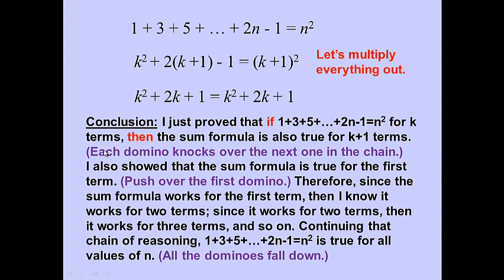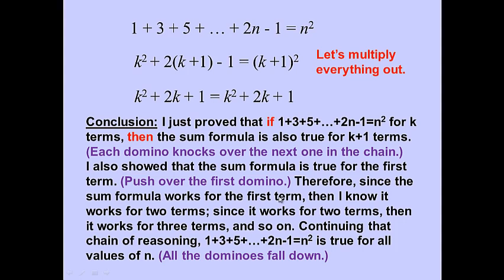So what I proved was that each domino knocks over the next one in the chain. But that doesn't help me unless I can get the chain started. So that's my first step. I also showed that the sum formula is true for the first term. Remember, we plugged in 1 for 2n minus 1. We plugged in 1 for n squared, and we showed that when n is 1, then this is true. There's one term, 2n minus 1, and there's 1, and the sum is n squared. We showed that that was true. So that's like knocking over the first domino.